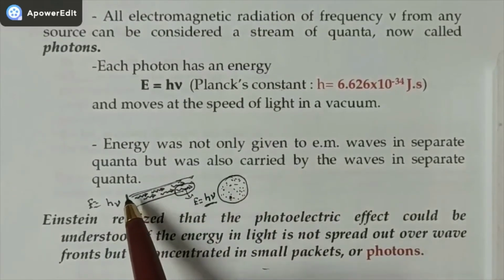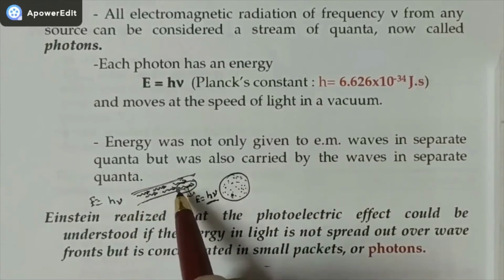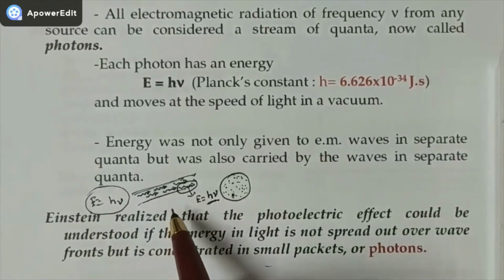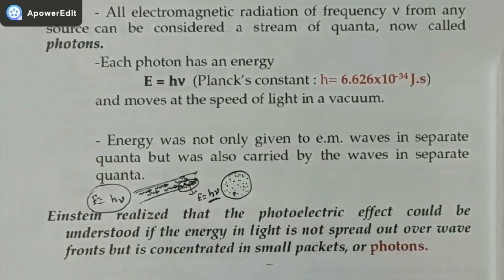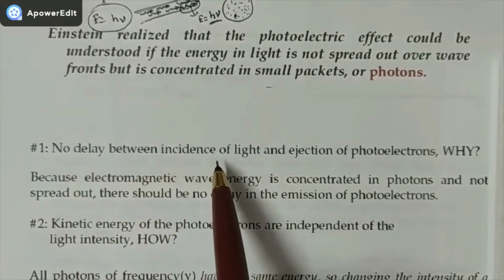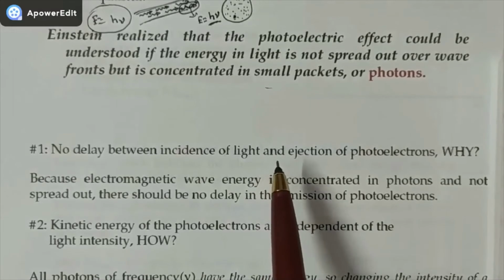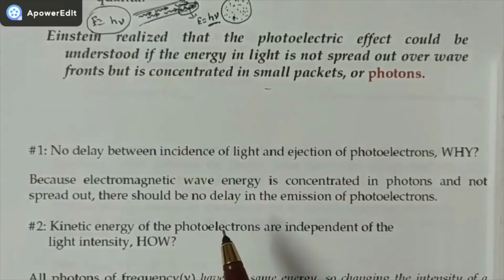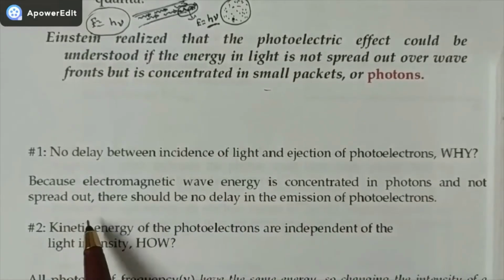Now we can think of the light falling on the metallic surface as made up of a stream of quanta, and each quanta has the same energy as the electromagnetic radiation, and the energy is given or taken in terms of the transfer of this quanta, which is a photon. Fine. So the first feature, that there is no delay between the incidence of light and the ejection of photoelectrons, we were not able to explain on the basis of the classical understanding. Now why is that so? Can we explain this on the basis of the quantum theory of light? Yes, because now we know that electromagnetic wave energy is concentrated in photons and not spread out.